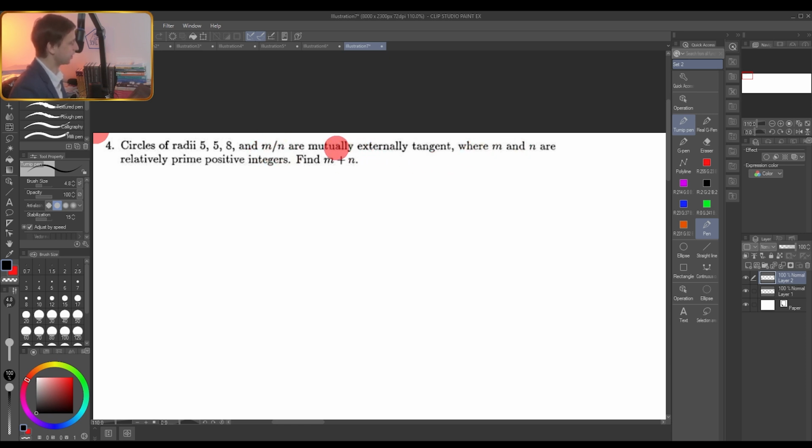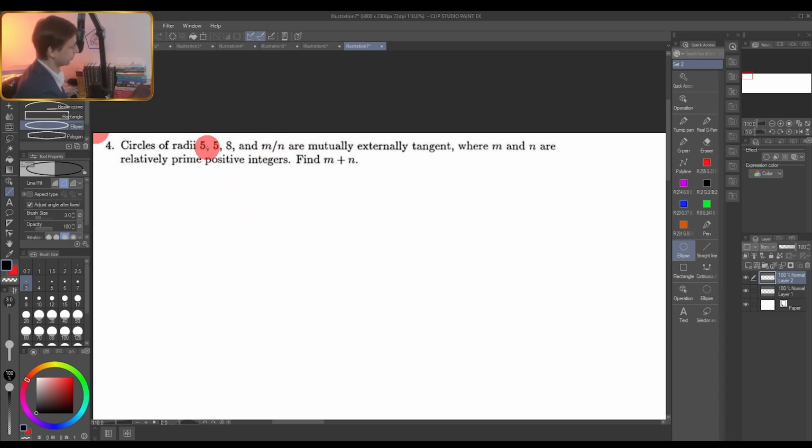You are told that m and n are relatively prime positive integers. You need to find m plus n, but in other words, you simply need to find the radius of the 4th circle. And it looks like a very short problem. Let's make a picture that reflects the situation that you have 4 circles that are mutually externally tangent.